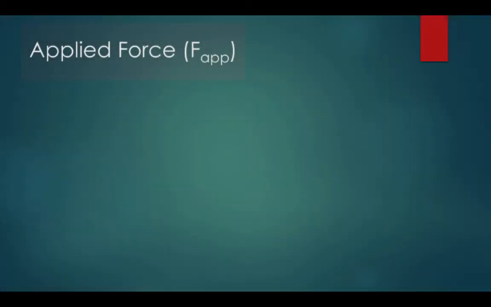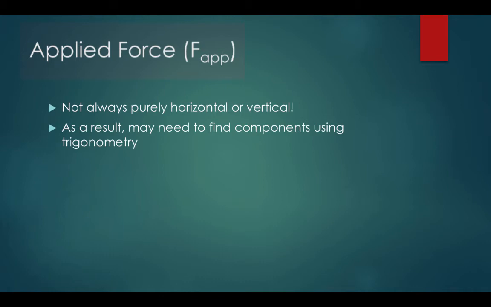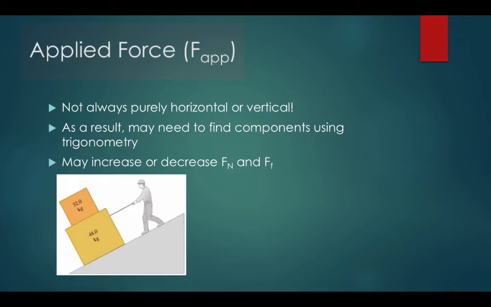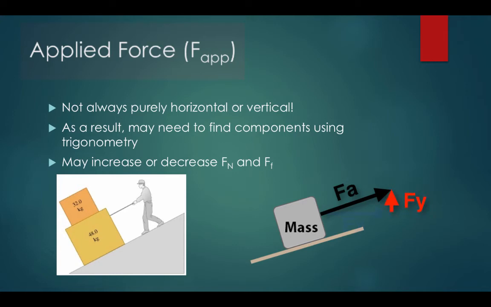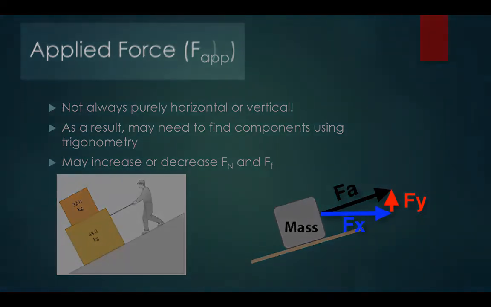In Physics 11, we'll be working with problems involving inclines. That means that forces applied will not be purely horizontal or vertical, but may be at an angle. And as a result, you may need to find components using trigonometry. So the force applied will have x and y component values. As a result of the incline, forces such as normal force or friction force may be increased or decreased. For example, this fellow moving these boxes up an incline. If this gray mass represents the boxes, then the black arrow represents the force applied, while the red represents the y component and the blue represents the x component of the applied force.